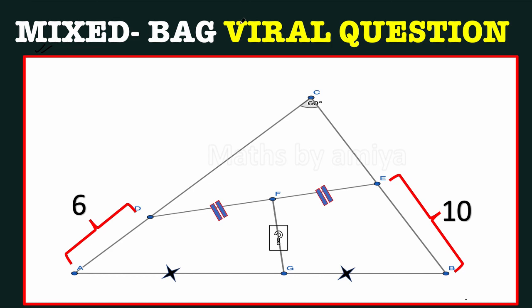So under the mixed bag, today I'm going to discuss one of the most viral questions, which is in front of you. Please pause the video and try to find the length of FG. If this angle is 60 degrees, F is the midpoint of DE and G is the midpoint of AB, and it is given AD is 6 units and EB is 10 units. Please pause the video and try to solve this question.